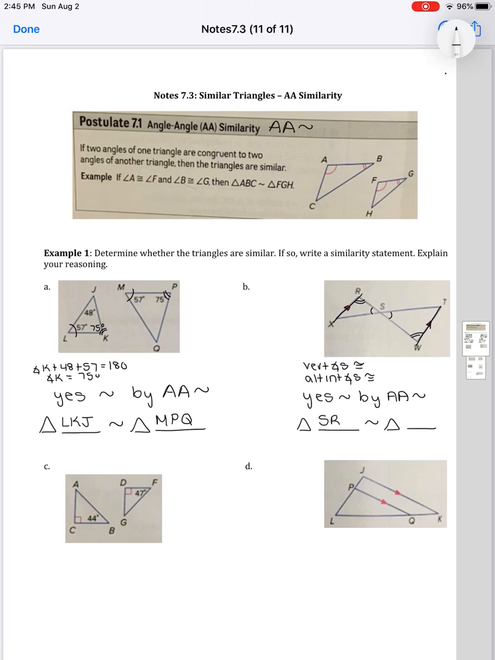So yes, these are similar by angle-angle similarity. And then if we're going to write our similarity statement, again, go with what you marked. So SRX is going to match with SWT.